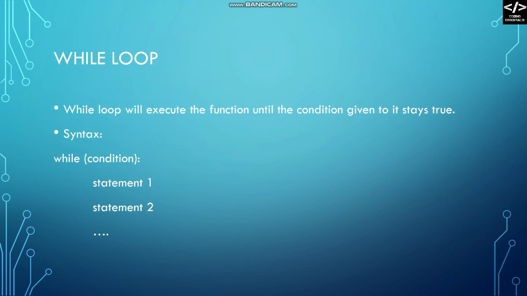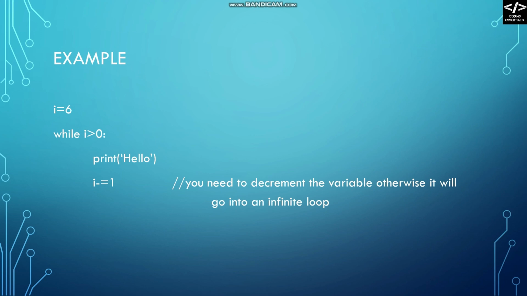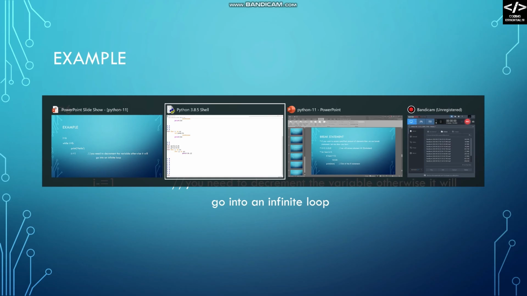Moving on to the while loop. A while loop will execute the code as long as the condition given to it stays true. So we need to give a condition to a while loop, and as long as the condition is true, the statements inside the while loop will keep executing. Once the condition is false, it will terminate the loop. We'll take this example to understand the concept of the while loop. So let me show you.